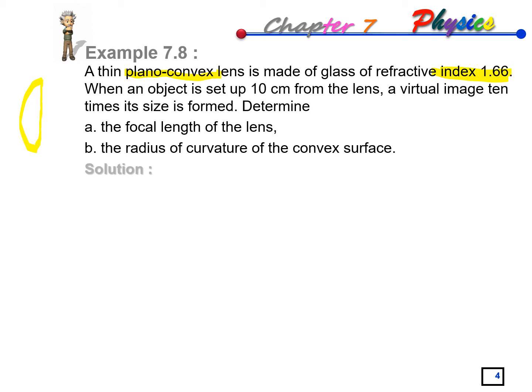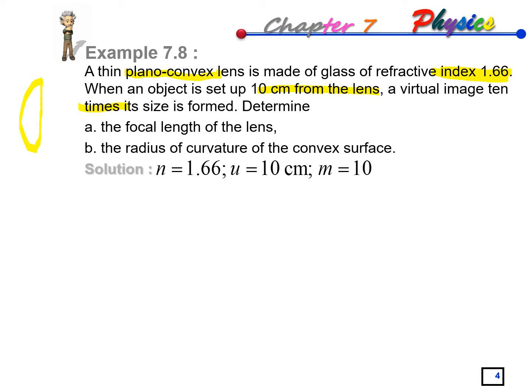When an object is set up 10 cm from the lens, this will be the object distance. Then we have a virtual image 10 times its size, so that means you have a magnified image. They want us to determine the focal length of the lens and the radius of the curvature. From the information given: refractive index 1.66, u is 10, and m is 10.